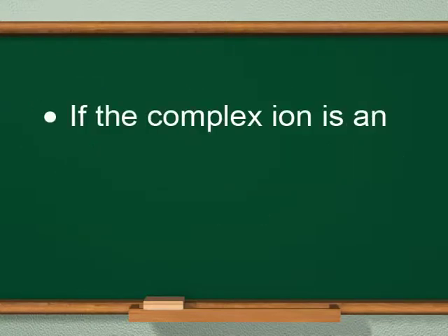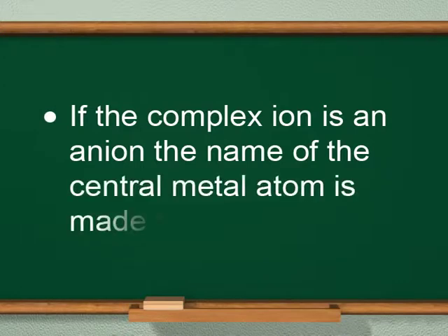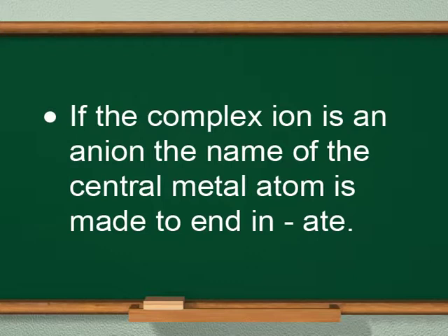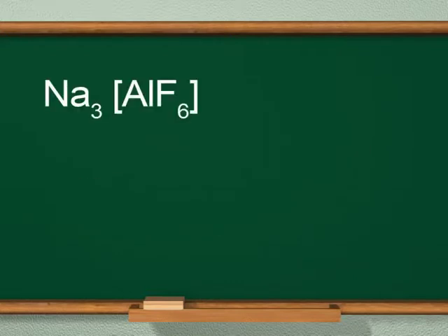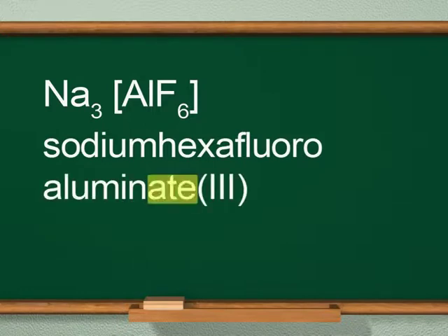If the complex ion is an anion, the name of the central metal atom is made to end in ate. For example, Na3[AlF6]. This complex is named as sodium hexafluoroaluminate(III).